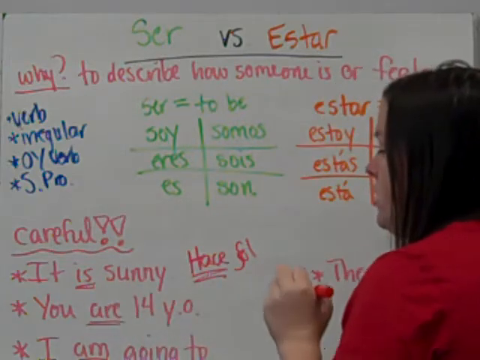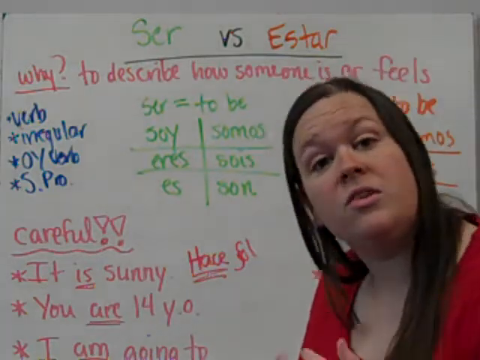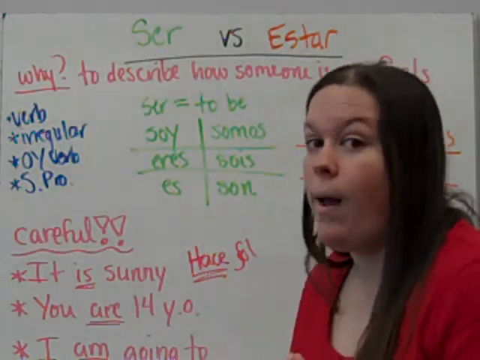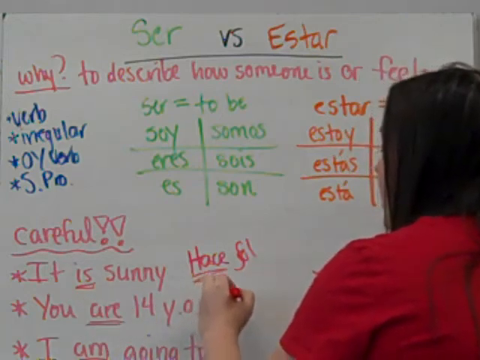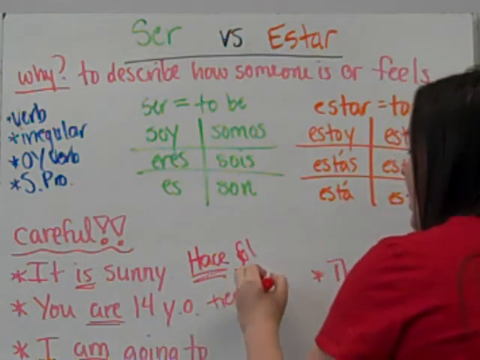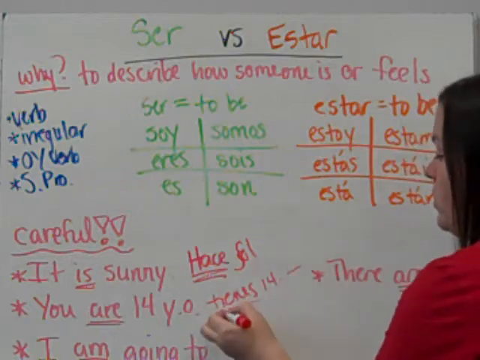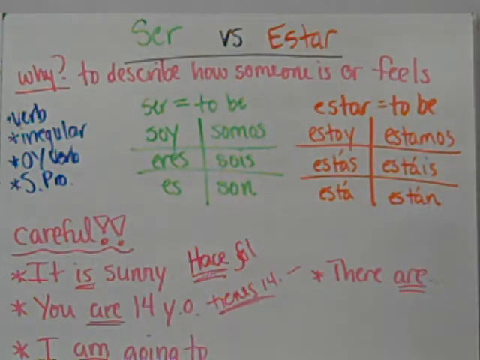You are 14 years old. Sounds like it's going to be ser or estar, especially since you're describing a person, but this is actually using the verb tener. Tienes 14 años. Not the verb ser or estar.